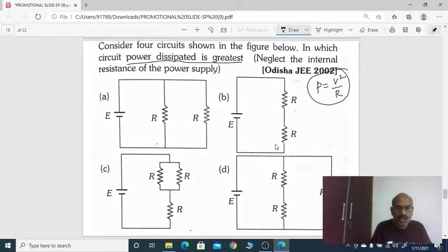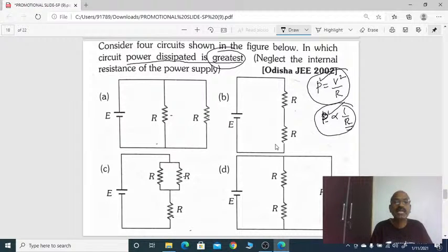So for power to be maximum, see how P and R are related. Consider the four circuits, in which circuit is the power dissipated greatest? Power maximum means resistance should be minimum, since they are inversely proportional. You calculate the resistance for all. Here two resistances are in series, here it's parallel. Here two are in series, here two are in parallel, and with this series, here two will be parallel. You calculate which circuit's resistance is less, that will have more power.